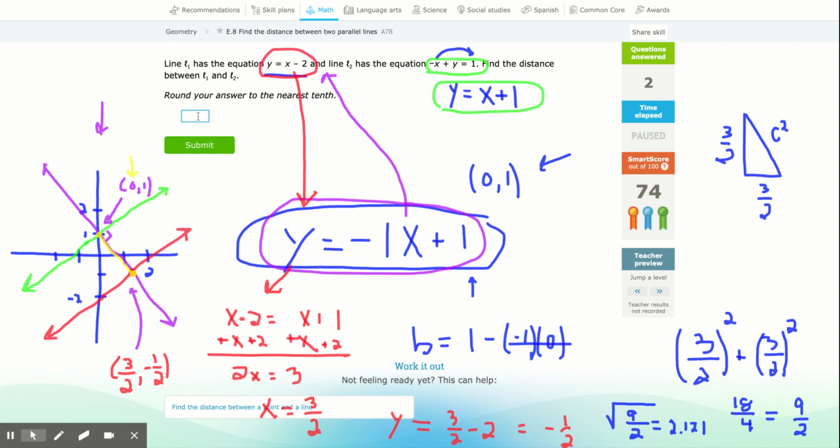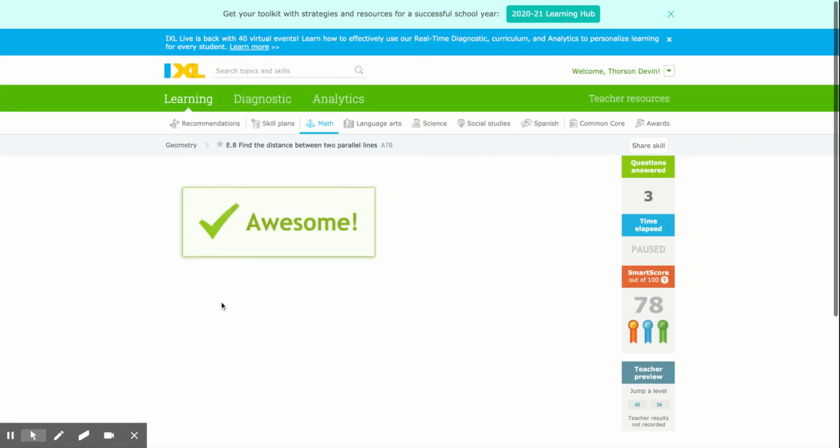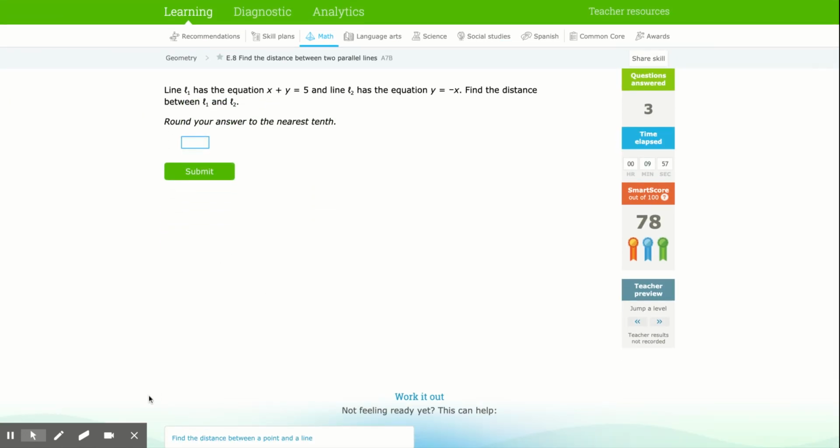Now, if you need to rewatch all that, please do so, or bring your questions to class. Just remember, what you need to do is find one point on one of the lines, write the perpendicular line that goes through that point and is perpendicular to the two given lines, find its intersection with the other line, and then find the distance between those two points of intersection. Let's see if this is correct. Look at that, awesome. If you have any questions, please do bring them to class.